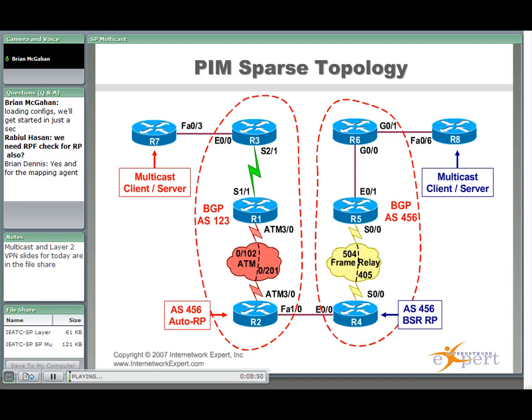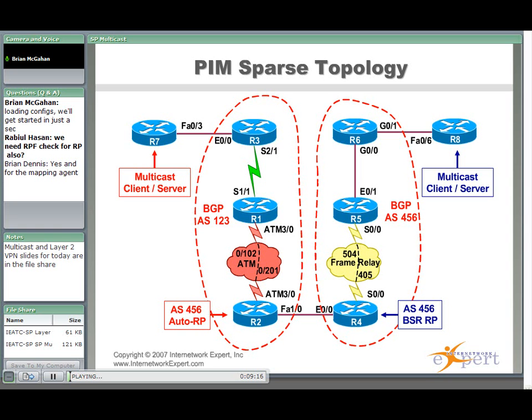Okay, so this is the main topology that we're going to be looking at for today, dealing with multicast routing. We're going to look at it first with two different autonomous systems. Then we're going to combine these autonomous systems into one to look at Anycast RP configuration and multicast support for MPLS VPNs.